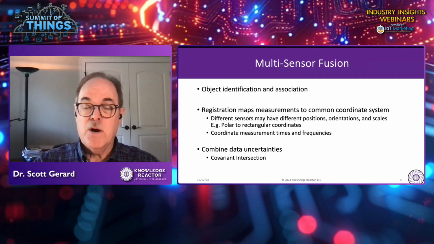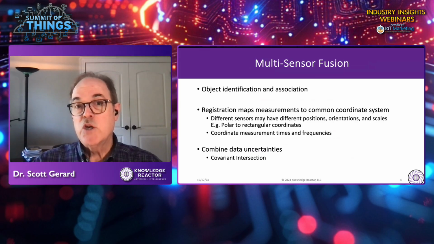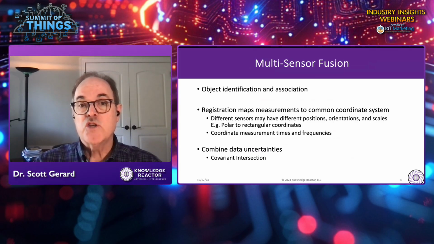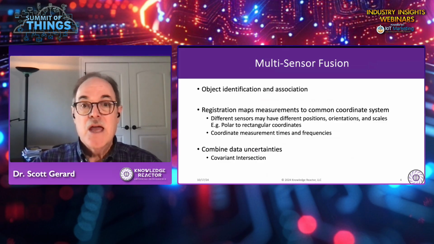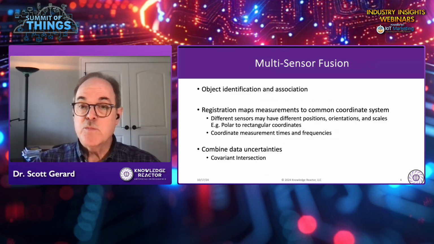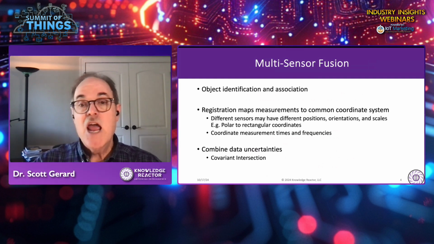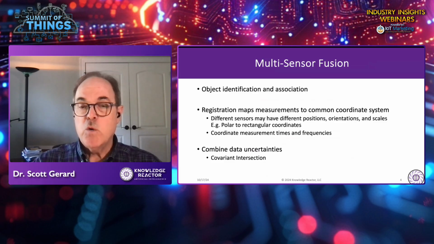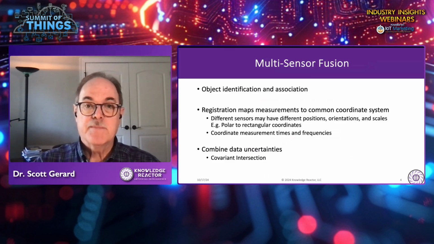For the time components, you may need to do some work to coordinate and register the timestamps of the signals. So if you've got one sensor that's reporting measurements very frequently and other sensors are reporting them less frequently, you're going to have to figure out how you want to combine those sensor readings from different timestamps.